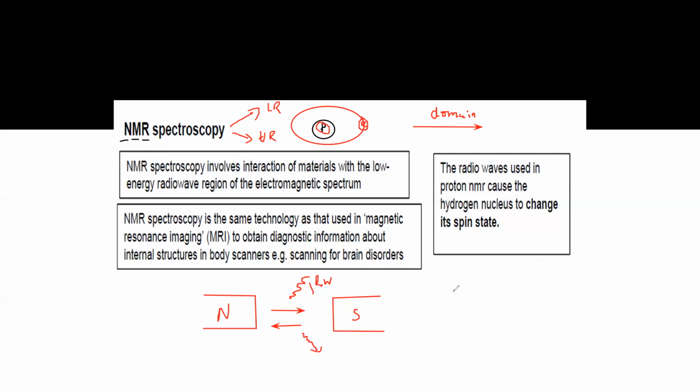First, what happens in low resolution? For example, if you have CH3, CH2, and CH3, how many hydrogen environments are there? This CH3 is one hydrogen environment.